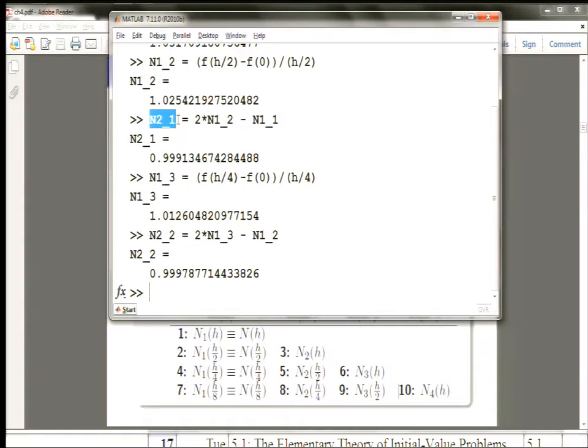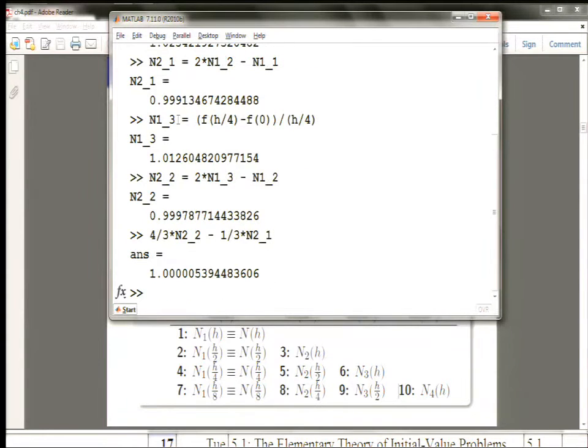I have an N21, which is this. And then I divided h by 2, and I call that N22, which means I can use this formula to kill yet another term. And the formula in this case says you get to take 4/3 of the more accurate one minus 1/3 of the less accurate one. And now it's 5 times 10 to the minus 6 error.